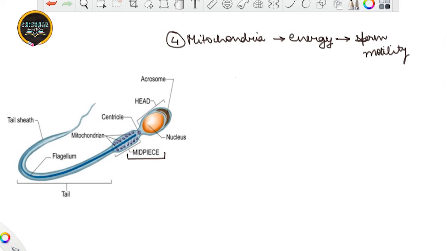We all know that within humans, out of the two gametes, only the sperm is motile and it is small, while the ovum is large and non-motile. So that is how it is seen here. The mitochondria are arranged spirally within this middle piece structure, right? So with this completes our middle piece.